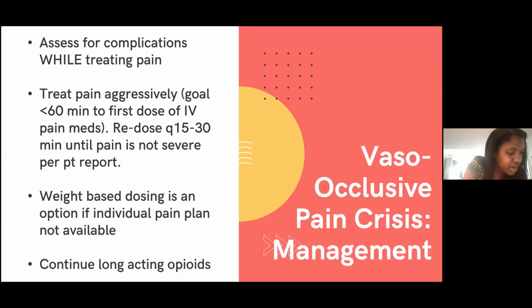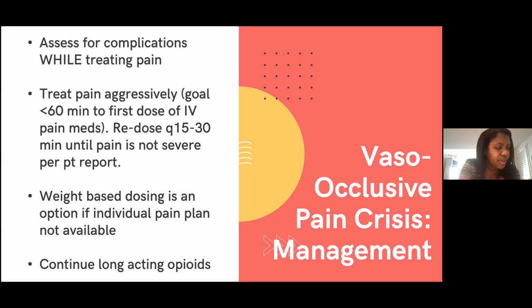I'm looking at the chat here. Is there a role for IV hydration? Does that help? Yes, there is a role for IV hydration, not necessarily in vaso-occlusive pain crises, but we'll talk a little bit more about other complications that hydration is actually really important for. Actually, I've seen patients in their pain plan to have a certain maintenance IV fluid rate that's part of their pain control. So it can help, not necessarily something that's standard of care though, for pain crises.